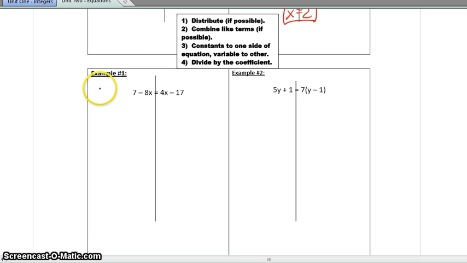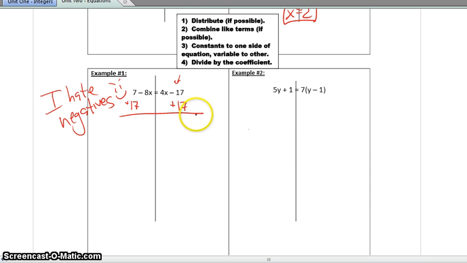First, example number 1. I hate negatives. Sometimes they get a little tricky. So I'm going to look for the biggest negative, and I'm going to undo it. For example, I see 7. I'm going to undo that by adding 7 first to both sides of the equation.